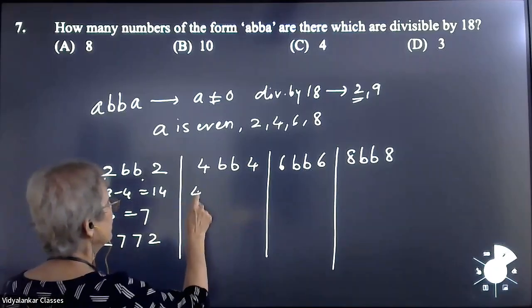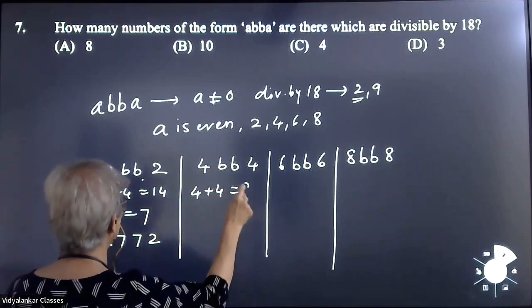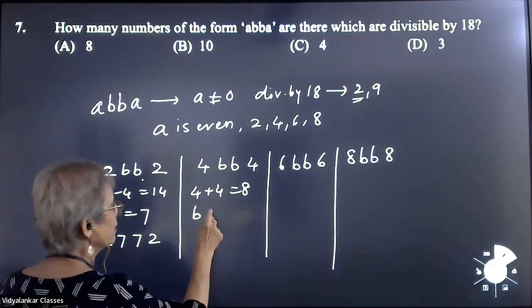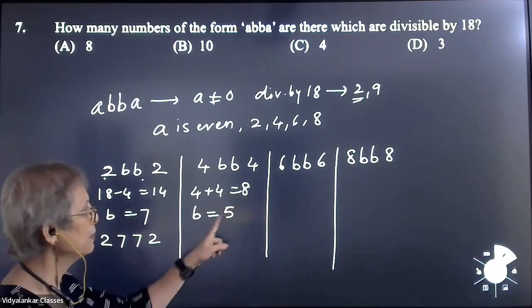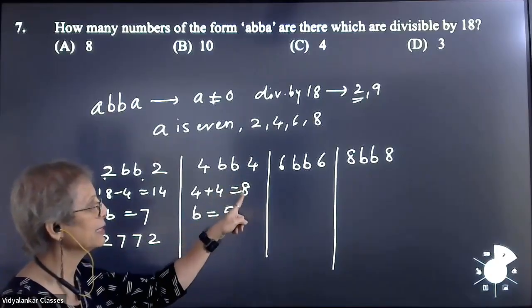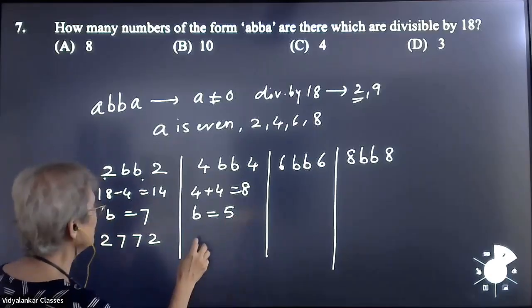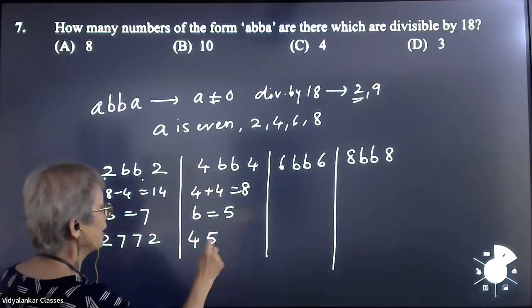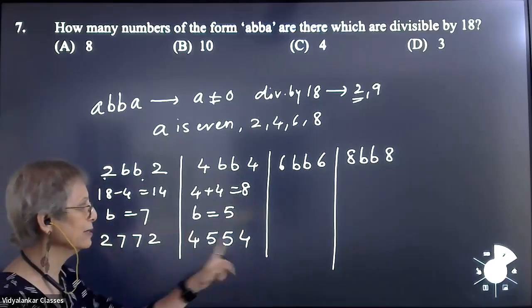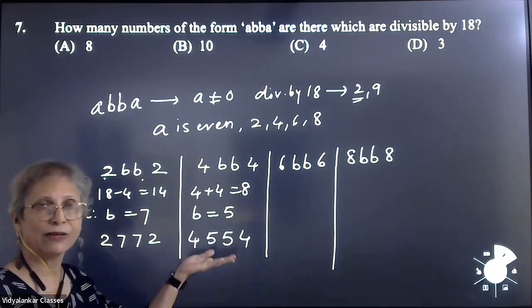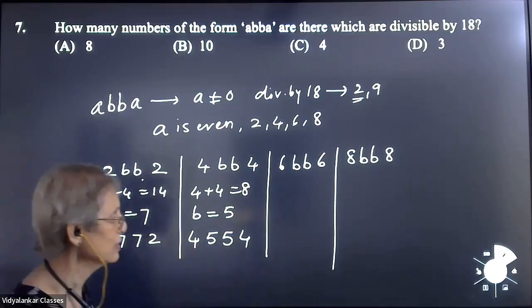Similarly here, 4 plus 4 is 8, and therefore B must be 5, right? 5 plus 5 is 10, 10 plus 8 is 18, and therefore the number is 4554. Look here, 5 plus 5, 10, plus 8, 18, and now it is divisible by 9 as well as 2.